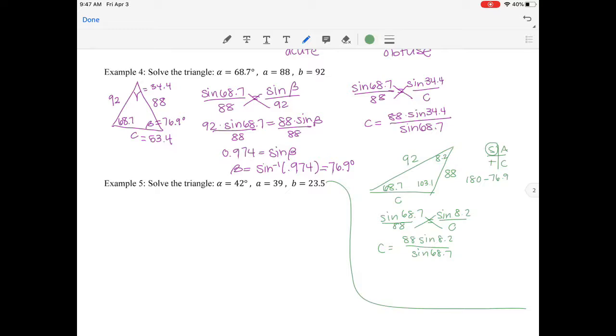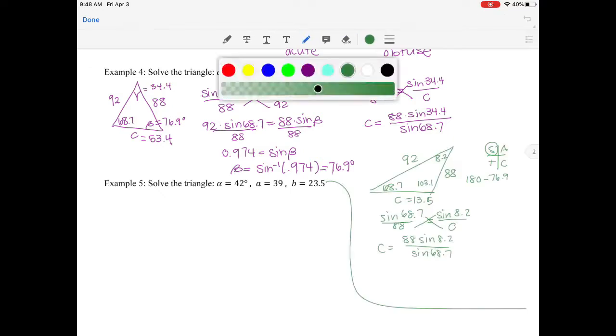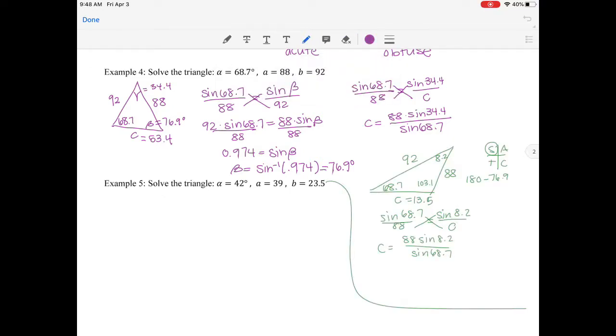So type that in your calculator, and we end up with 13.47. So I'm going to call it 13.5. And notice how we started the same problem, but we ended up with two different results. Okay, let's look at one last one then.